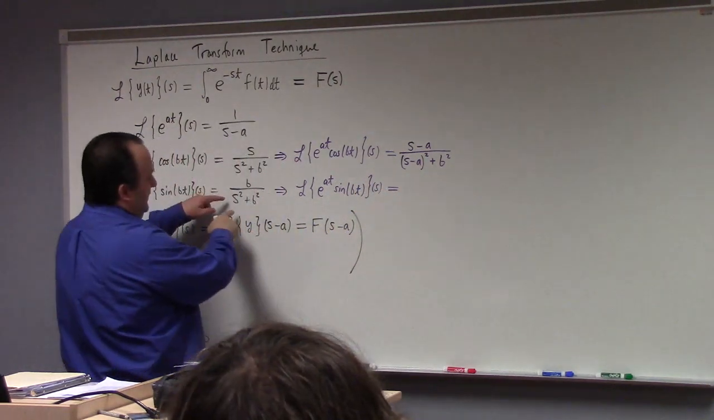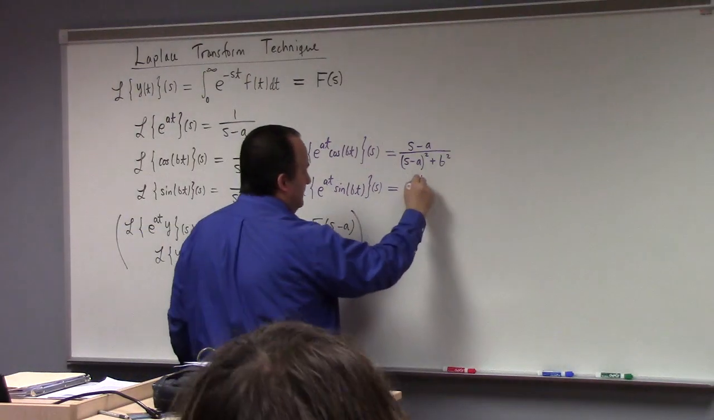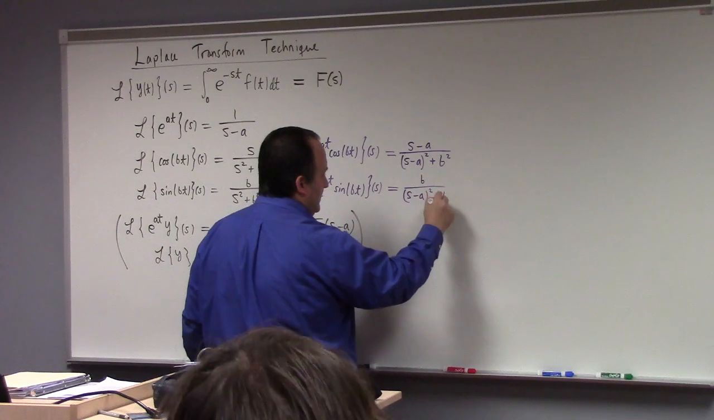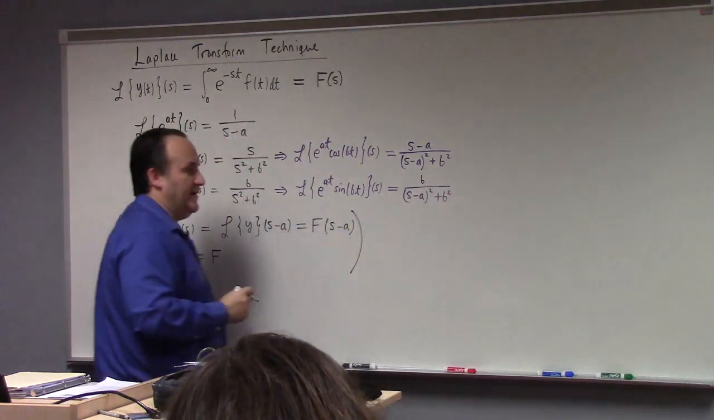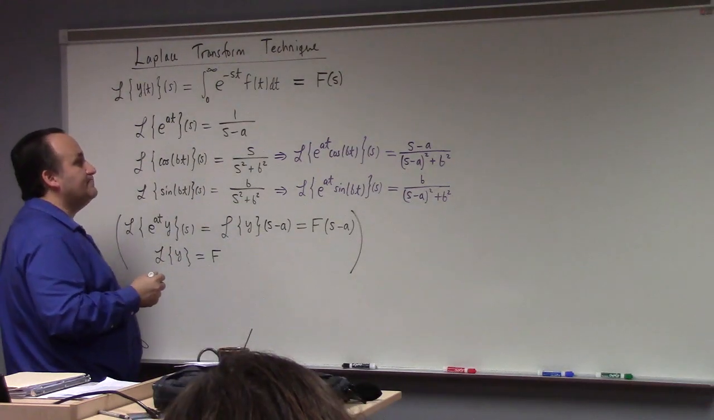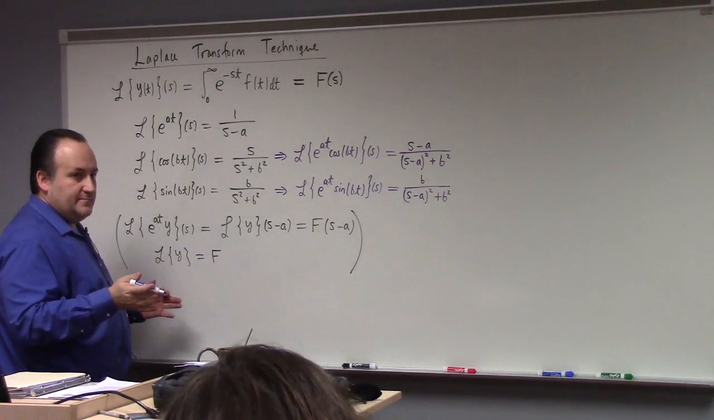And then here, if I take my s and replace it by s minus a, I get b over s minus a squared plus b squared. All right, so these things we need to know about. Oops. Oh well, that marker is no more. I think that's all we got so far, right?